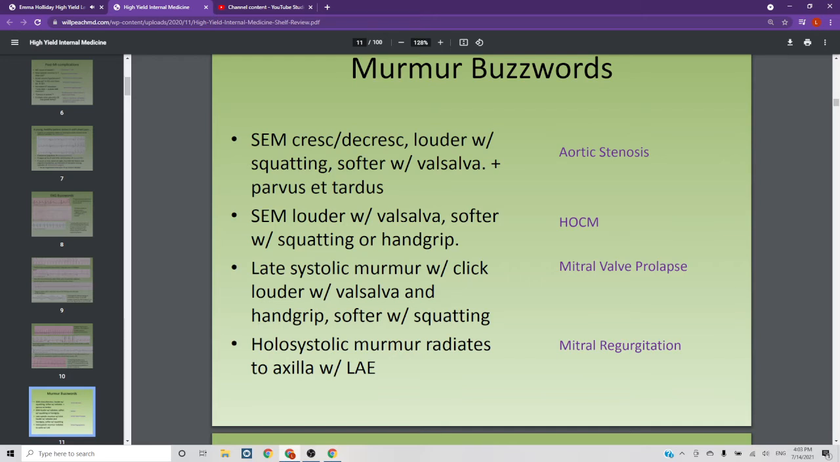So, okay. So what about this second dude? It's also a systolic murmur, but it's louder with Valsalva, softer with squatting and hand grip. This might be a young patient in for their sports physical.